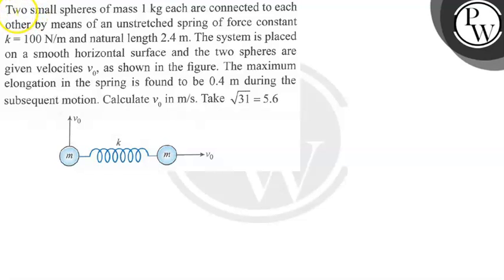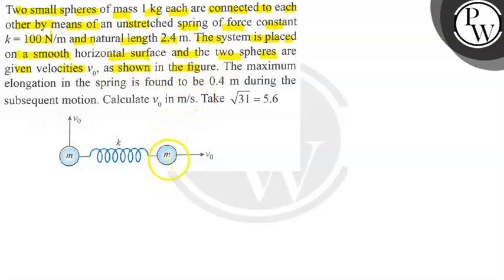Let's read the question. The question says two small spheres of mass 1 kg each are connected to each other by means of an unstretched spring of force constant k equals 100 Newton per meter, and natural length is given as 2.5 meter. The system is placed on a smooth horizontal surface and two spheres are given velocity v0 as shown in the figure.